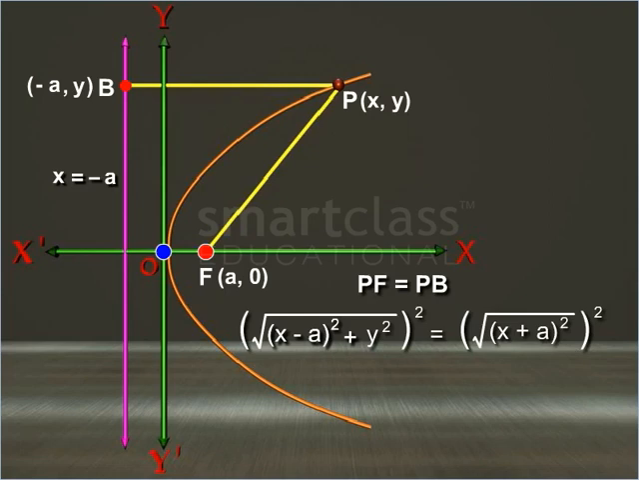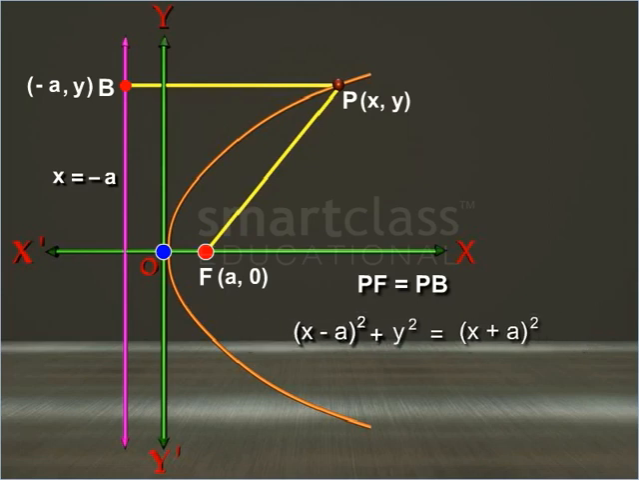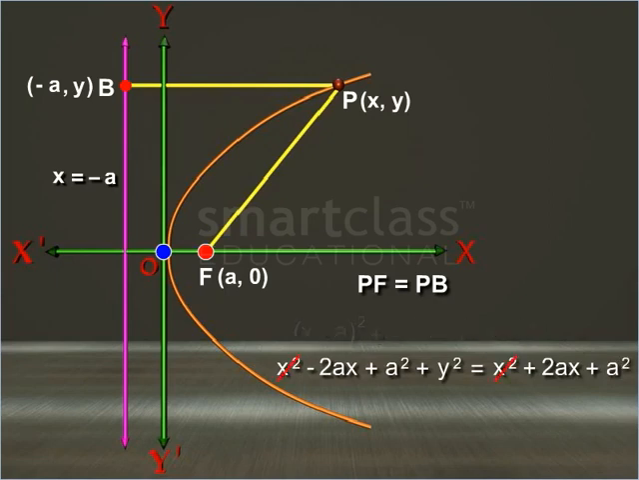Solving this equality for y square, we get the standard equation for the parabola as y square is equal to 4ax. Note that this parabola is symmetrical about x-axis and open towards right.